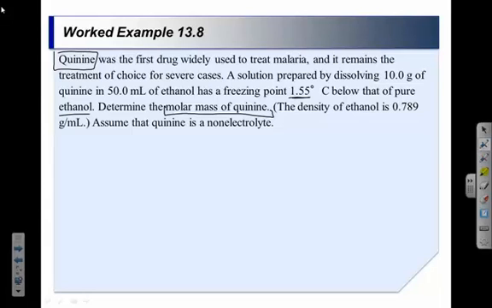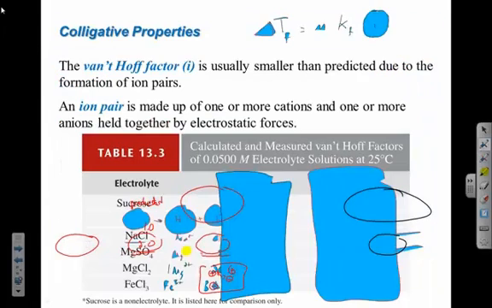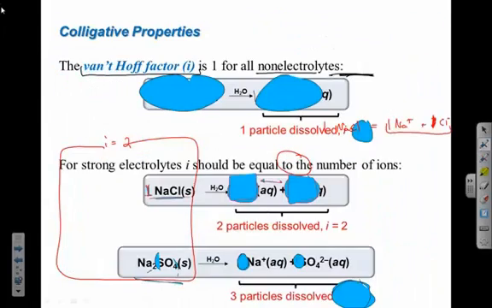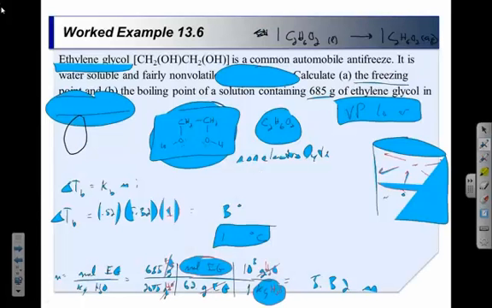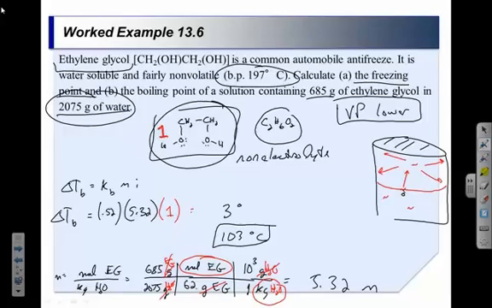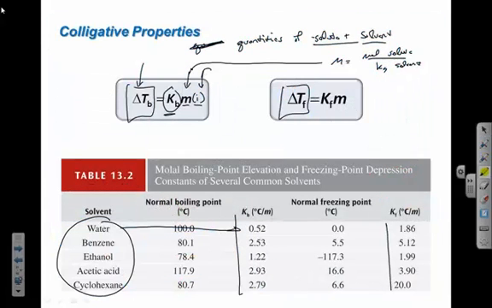So here we have some relationships given. I've got the density, that's the relationship. I'm going to need some information from the table. So since ethanol is my solvent, I'll go back here and find this information that I would have to give to you on the exam because we're not going to have the table on the exam. So ethanol on this table is here. Its normal freezing point is negative 117.3, and its Kf is 1.99.